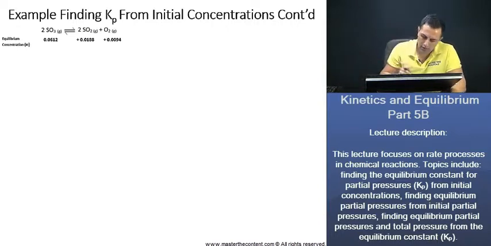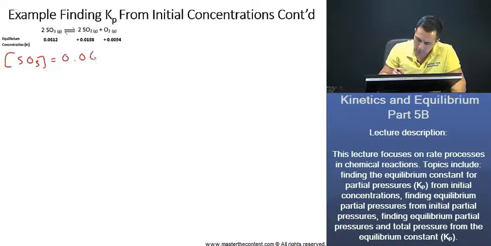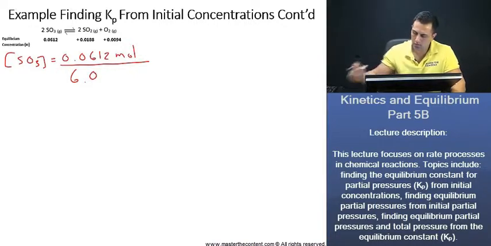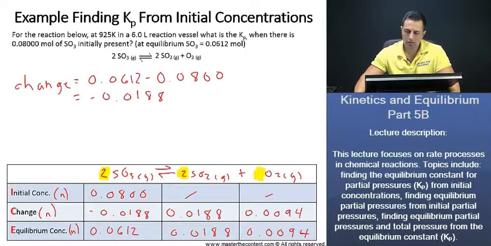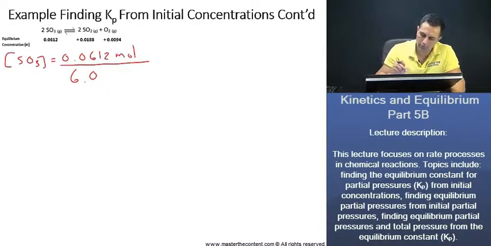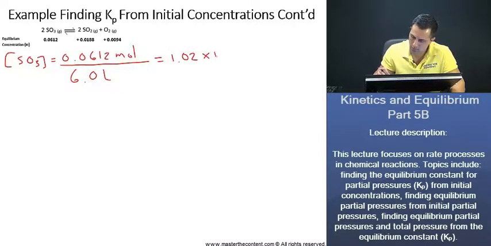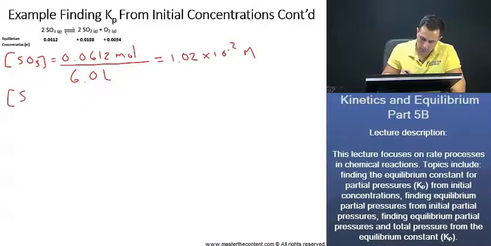Okay, we'll begin here with sulfur trioxide, which we see as 0.0612 moles over, remember we said that we had 6 liters. We were told that in a 6-liter reaction vessel, that's where I'm getting this 6 from. Once you do the math on that, you're going to end up with a value of 1.02 times 10 to the power of -2 molarity. Wonderful. Now we can do the same for the sulfur dioxide.